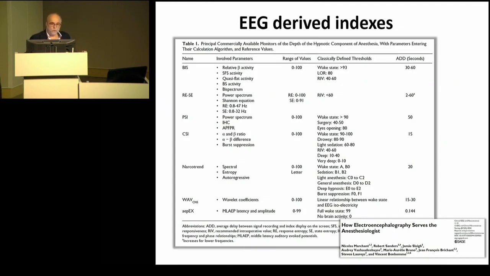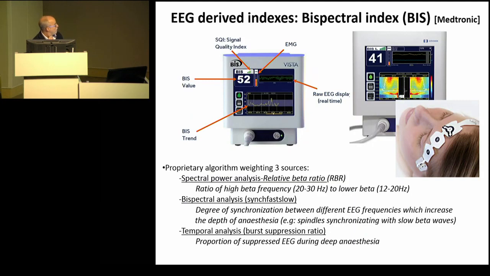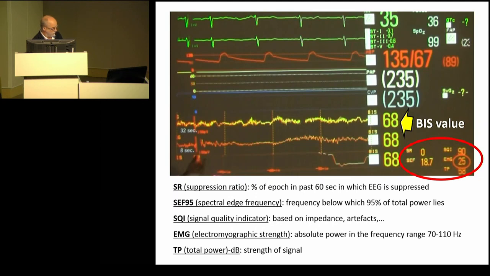After analyzing the raw curves about 20, 25 years ago, a lot of indexes to make easy the understanding of EEG appeared in the market. You probably know very many of them. The most well-known is the BIS index. Now it's in charge of Medtronic. And they have a proprietary algorithm, which is a bit complex and a bit hidden, so we don't know exactly how it works. It gives you the well-known BIS value, but also other data, such as the suppression ratio, the SEF95, the signal quality, EMG, to make it easier to interpret.